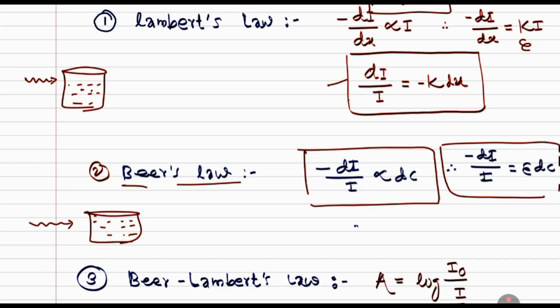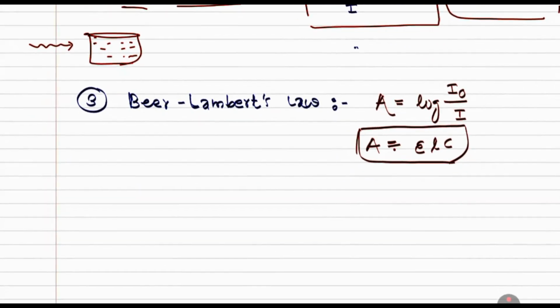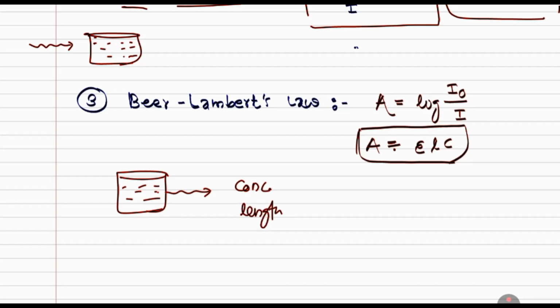Moving toward the next one, that is the combined Beer-Lambert's law. According to this Beer-Lambert's law, the intensity of light transmitted by the solution depends on both the concentration and the path length of the solution.